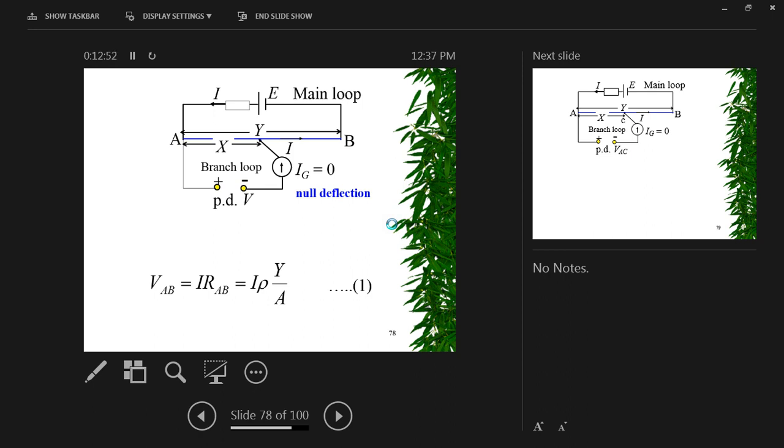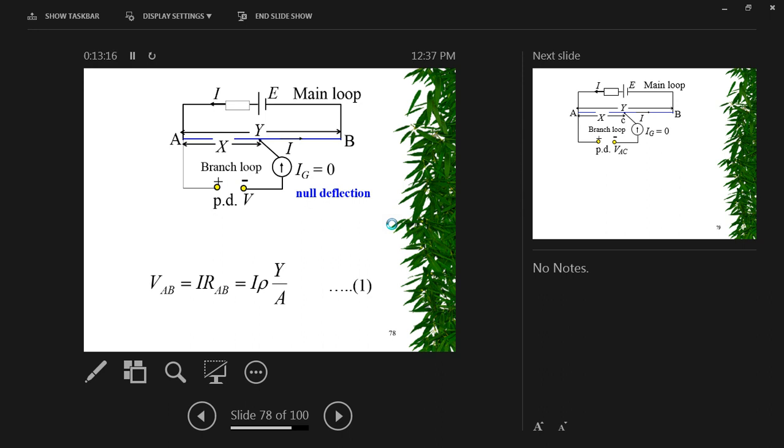Basically, every material has a property called resistivity, which is represented by this quantity rho, that tells us how resistive the material is. And of course, the longer the material, the more the resistance, and the larger the cross-sectional area, the lower the resistance. So that's something we learned before, right?